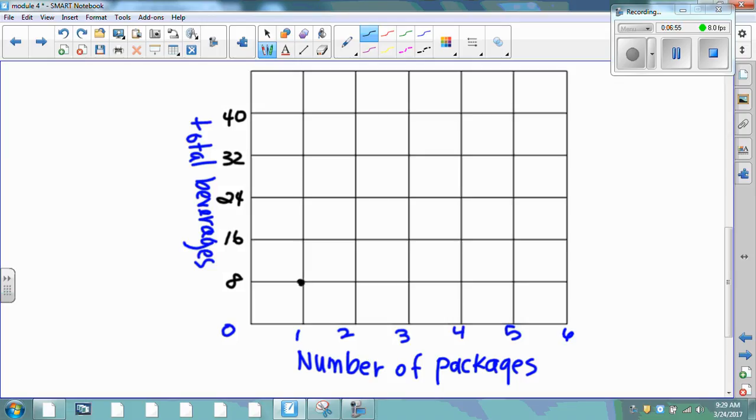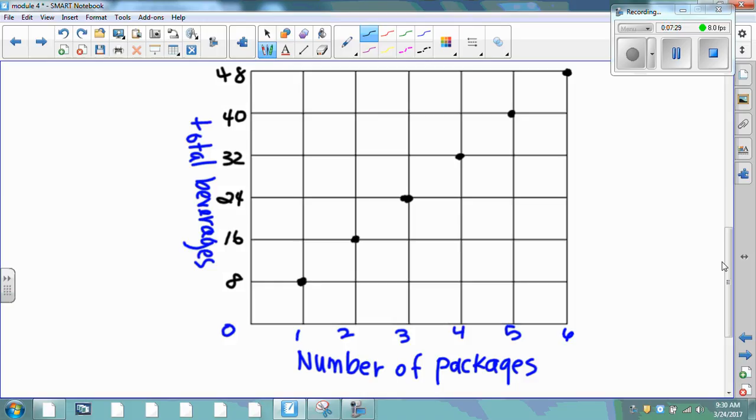So we would put a dot here for 1 package, 8 beverages. 2 packages, 16 beverages. 3 packages, 24 beverages. 4 packages, 32 beverages. 5 packages, 40 beverages. And if we did our 6 here on the end, we would have 48 beverages, and we need to put our 48 up here. Okay? That's all they're asking you to do. That's all that's happening here.